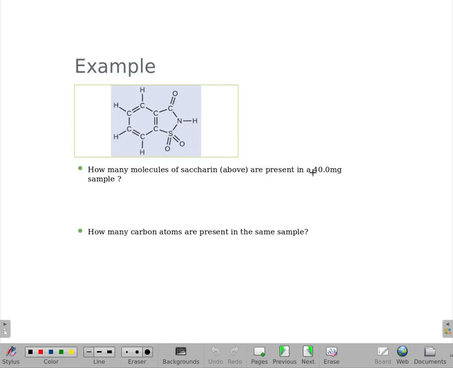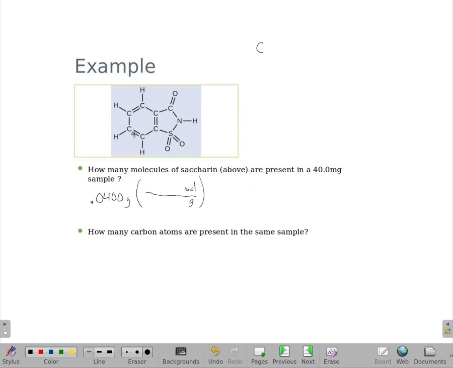All right, how about this? This molecule up above here is saccharin, and we want to know how many molecules of saccharin are present in 40 milligrams. A lot more to do on this one, because I give you the 40, and I'm going to immediately turn that into grams. And I know I need to turn grams into moles. I didn't give you the molecular weight. I didn't even give you the molecular formula. So we have to figure out the molecular formula.